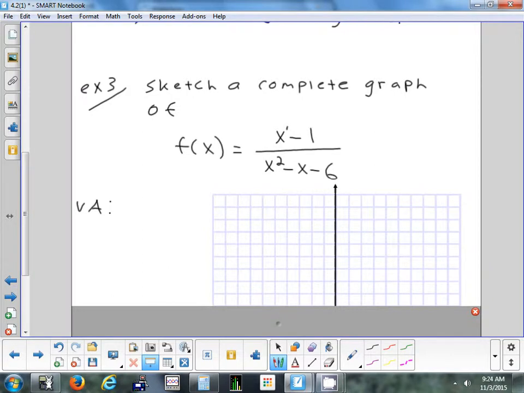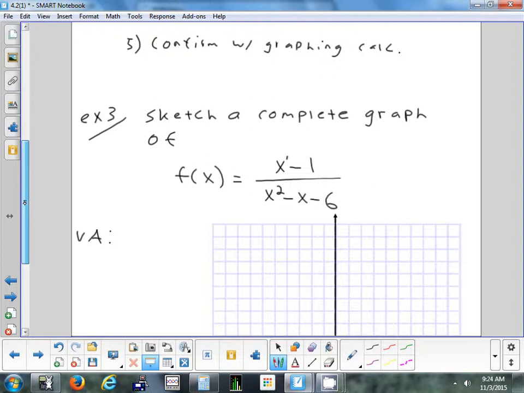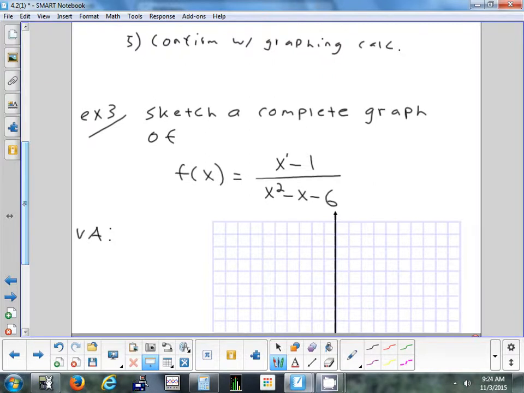Yep, step 5 is just to use your calculator. Just double check it on the calculator. All right, how do you find the vertical asymptotes?